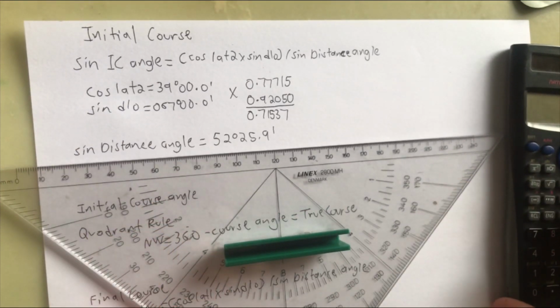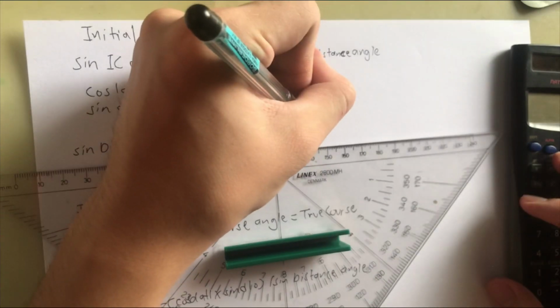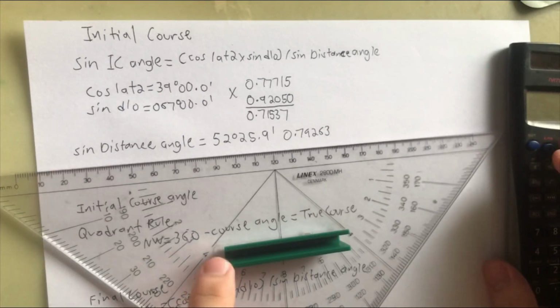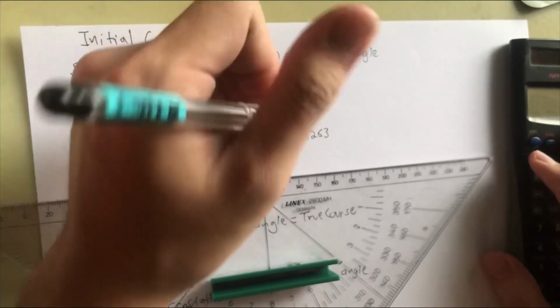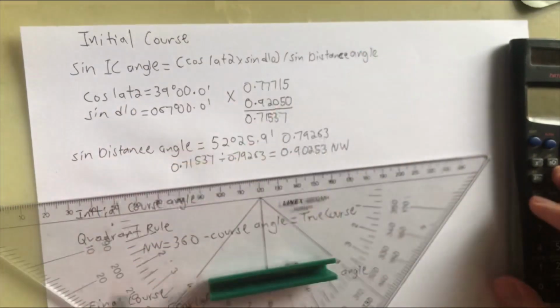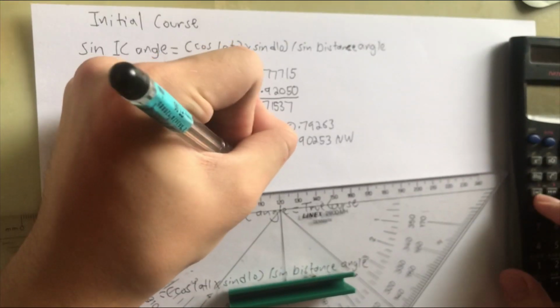Our sin distance angle is 52 degrees 25.9 minutes and if we solve in the calculator, the answer is 0.79263. The next is we will divide 0.71537 divided by 0.79263 and the answer is 0.90253. The next is we will compute it in our calculator.